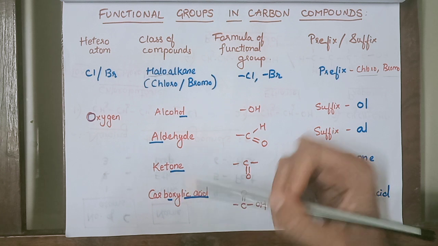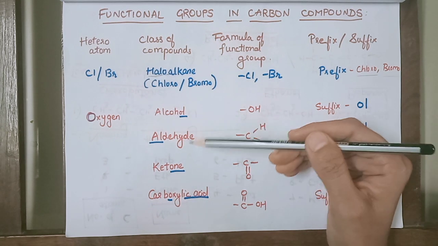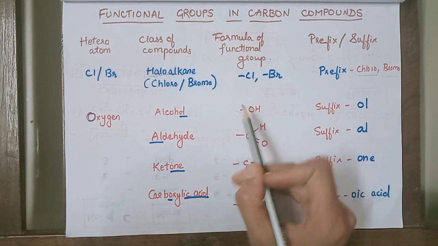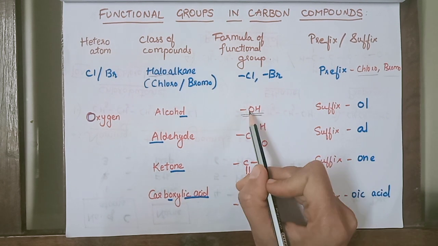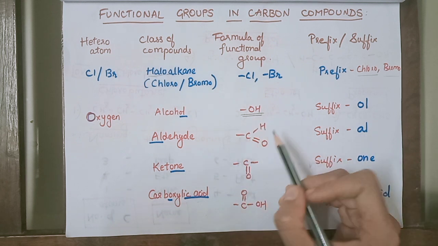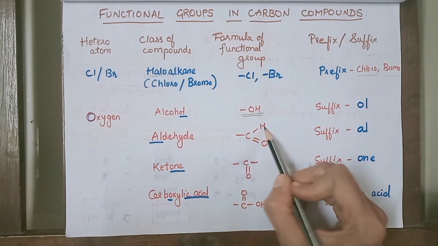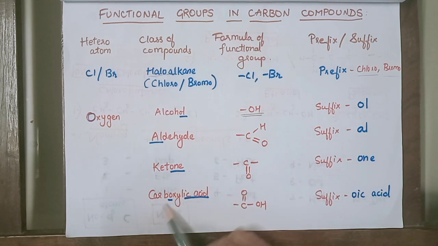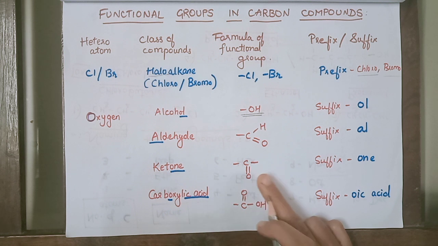And if the heteroatom is oxygen, then there are four classes of compounds which you have to study, that is alcohol, aldehyde, ketone, carboxylic acid. For alcohol, this group is represented by OH. For aldehyde, it is C double bond OH. For ketone, C double bond O. For carboxylic acid, C double bond O, OH.